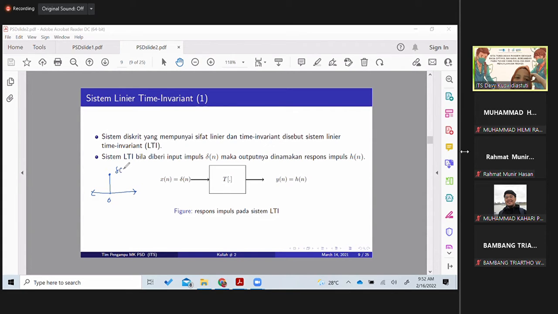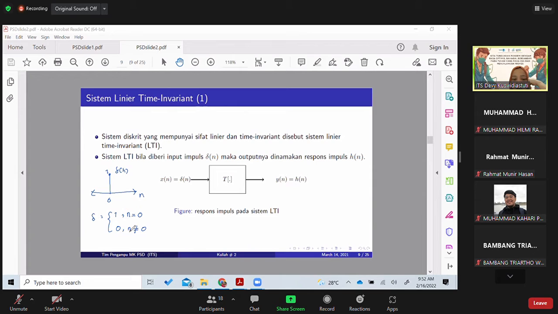This is a unit impulse. Unit impulse is equal to 1 when n equals 0 and 0 for n not equal to 0. So it only has this value of 1 when n equals 0. This is a unit impulse.